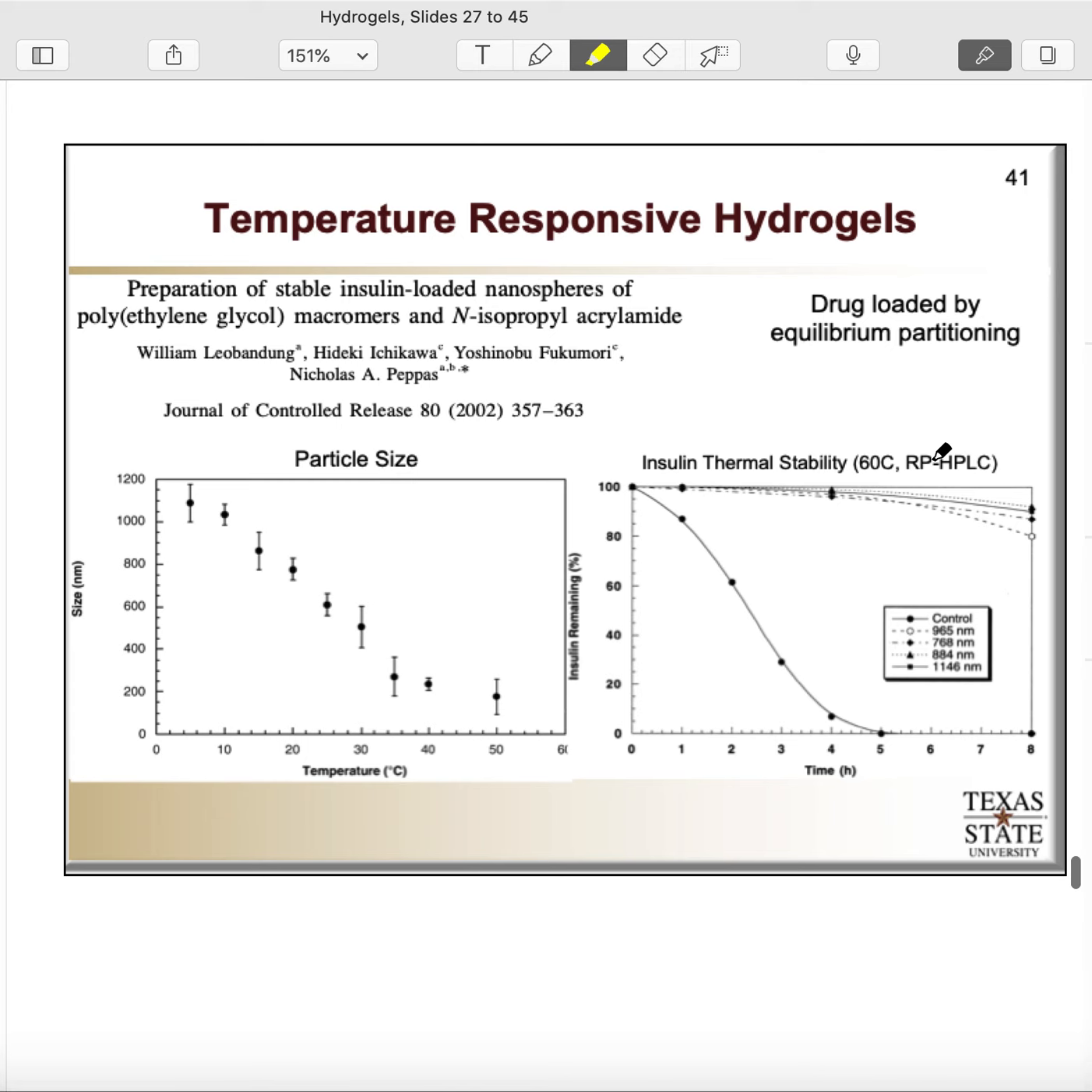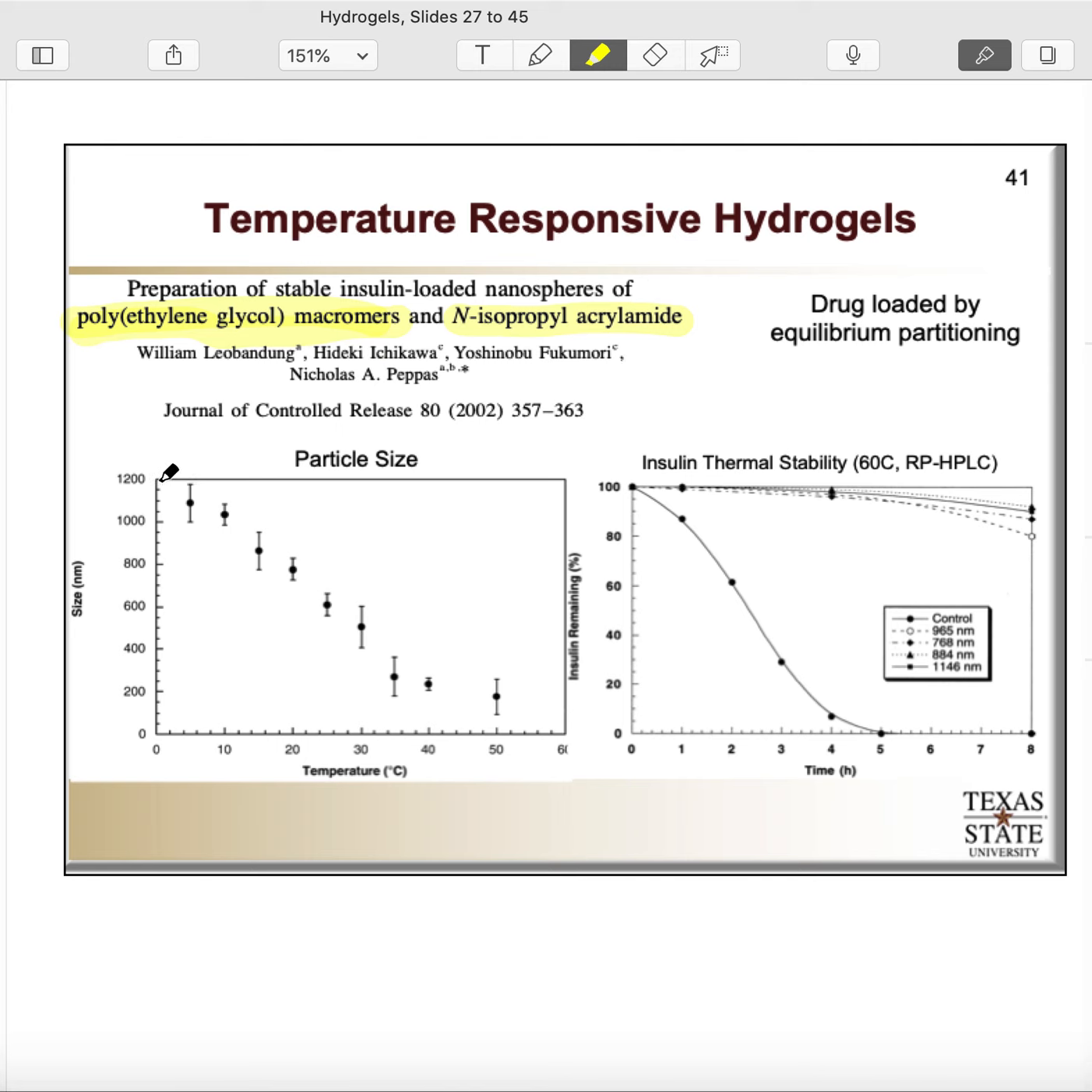Here I have an example of temperature responsive hydrogels. In this case, these are hydrogels that were made with polyethylene glycol macromers. So these are pre-polymers that have the ability to be further polymerized, something like a polyethylene glycol methyl ether methacrylate, together with N-isopropyl acrylamide that provides the temperature responsiveness. Remember that N-isopropyl acrylamide leads to a polymer that has LCST behavior, meaning that we have aggregation of the polymer as the temperature increases above the LCST. And the LCST for it is in the order of 32 degrees Celsius, more or less.